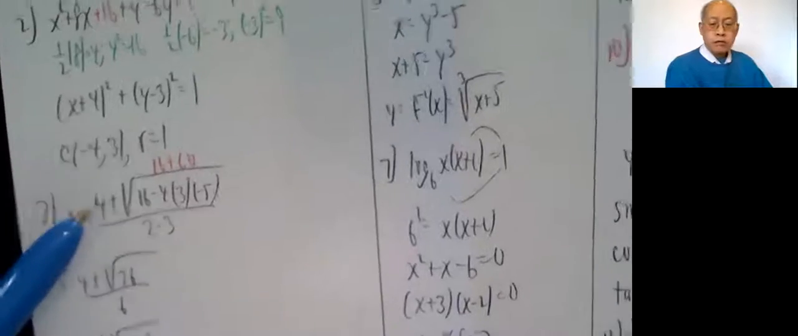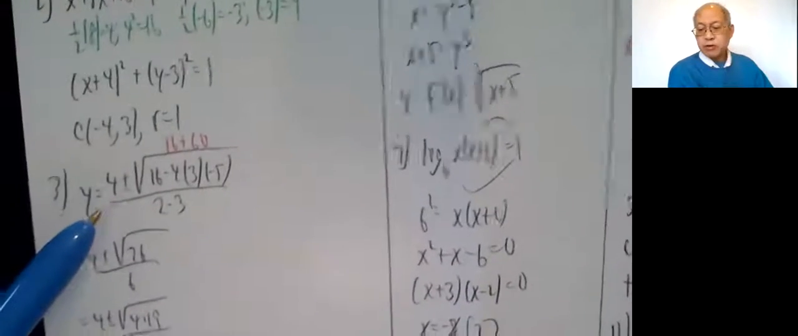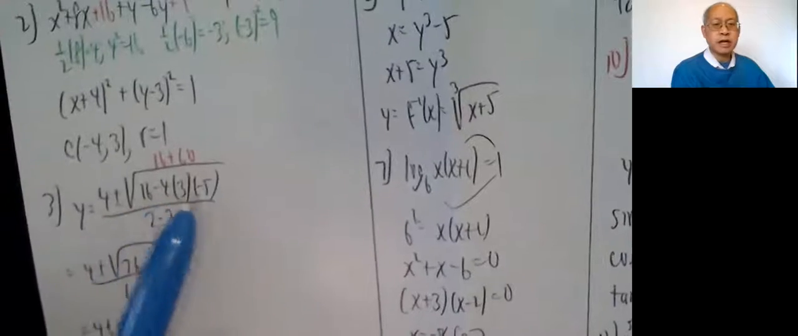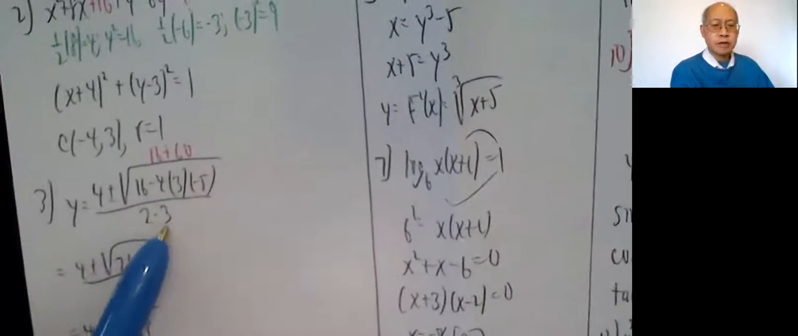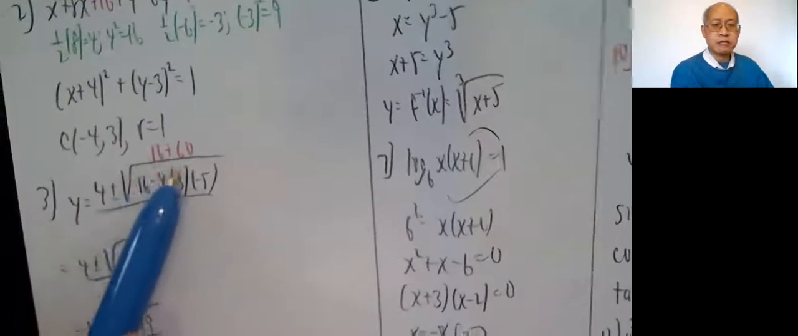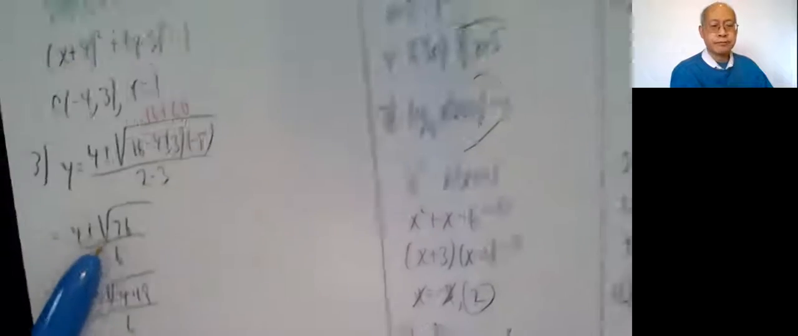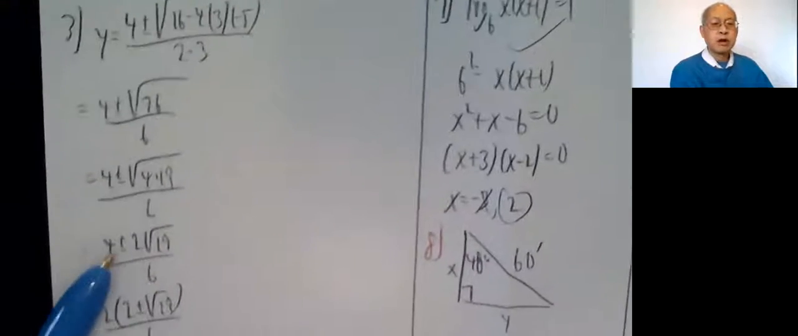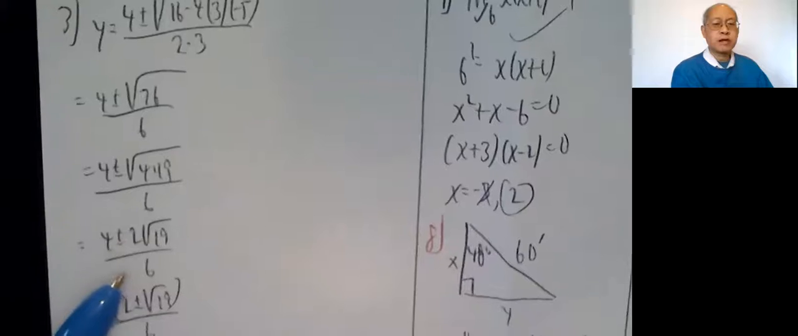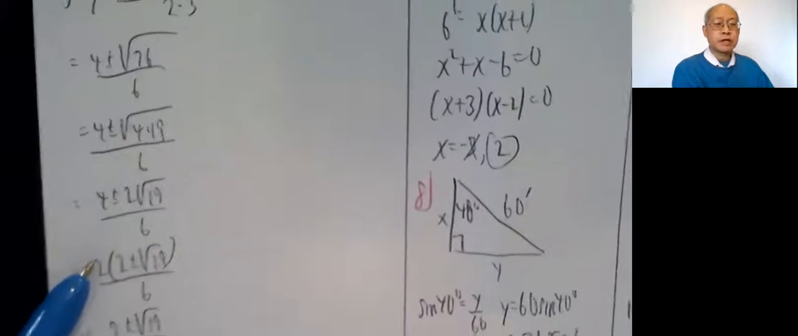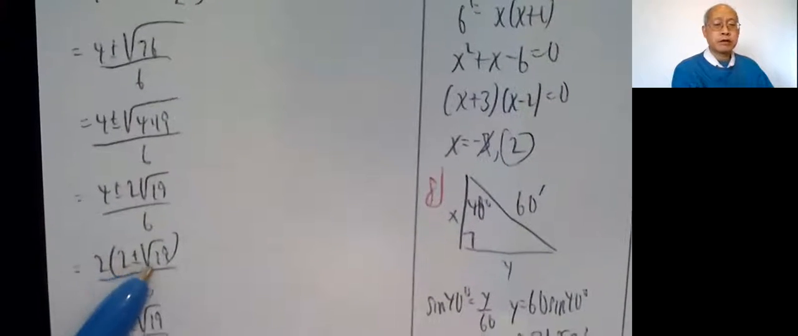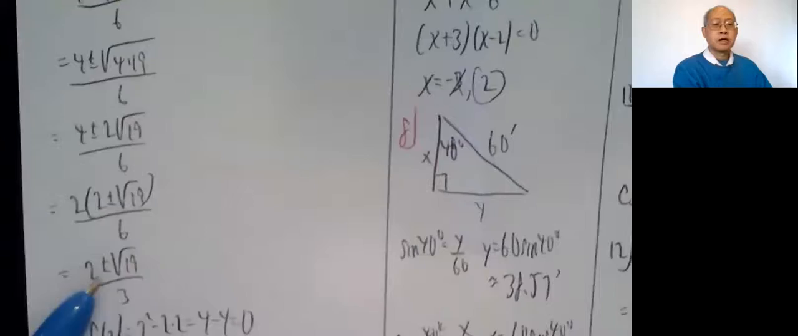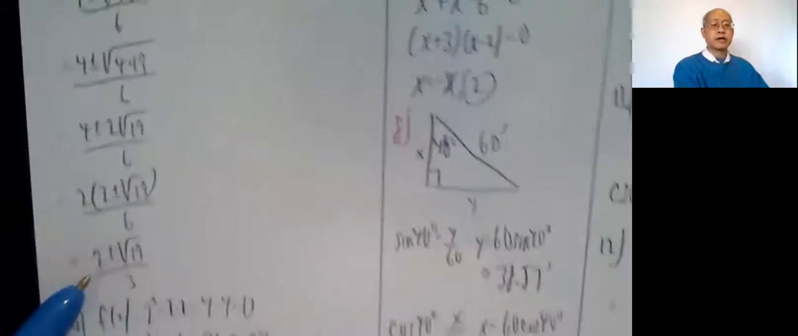Number 3, y equals negative b, which is 4, plus or minus the square root of b squared minus 4 times a times c, over 2 times a. This is a double negative, so it's 16 plus 60, which is 76. 76 is 4 times 19. Take out the 4. 4 plus or minus 2 radical 19 over 6. Factor out a 2 on the top. 2 plus or minus radical 19. 2 cancels with 6. Final answer: 2 plus or minus radical 19 over 3.